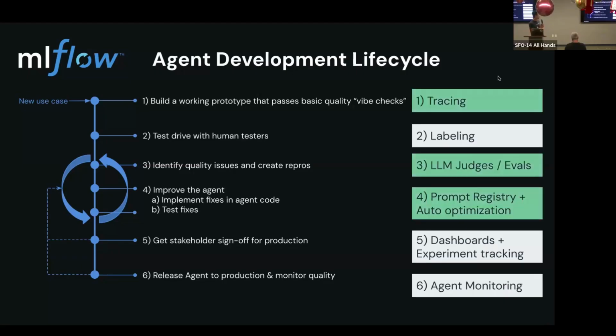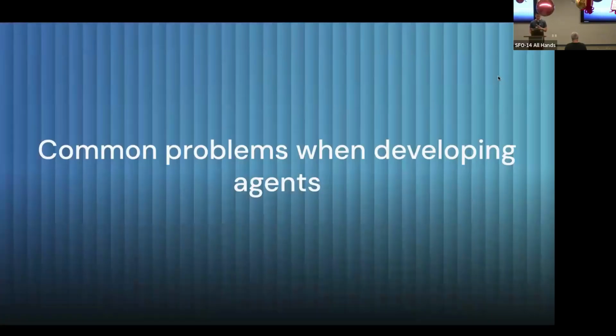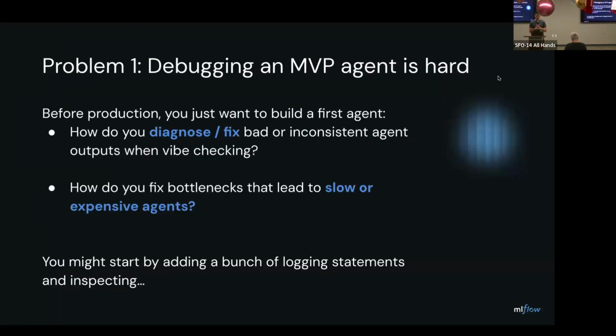So I'm actually just going to mainly focus on these three: the tracing, the LLM judges, as well as the prompt registry components. Okay, so some of the common problems. First, debugging an agent is hard. I know this is kind of intentionally vague, but that's really how the process works. You're building the agent, you vibe check it, and you see some inconsistent or bad output. How do you go about resolving that?